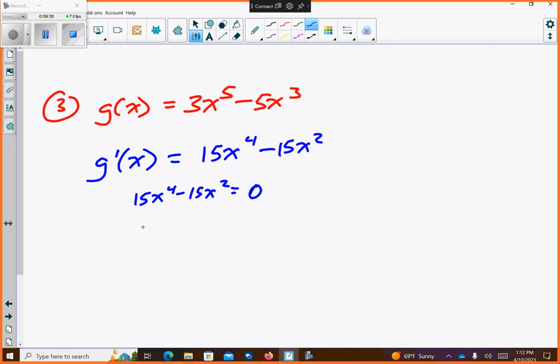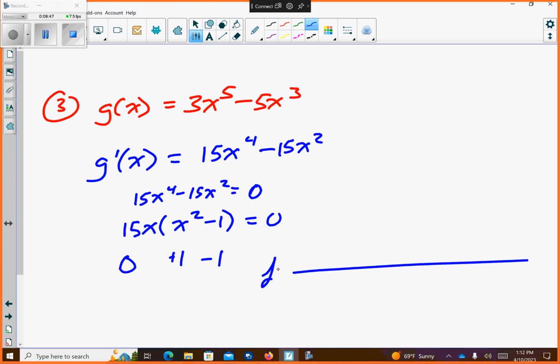So just to make it easier, I could factor a 15x squared out of both. That leaves me x squared minus 1 equals 0. So this is going to give me 0 for an answer. This will give me positive 1 for an answer and negative 1 for an answer. So let's take a look at our f prime chart, or g prime chart. Excuse me. So I'm going to plug in, I have -1, I have 0, and I have positive 1.